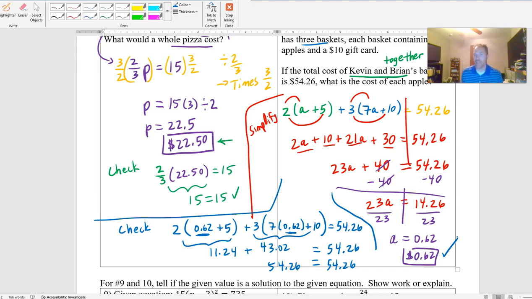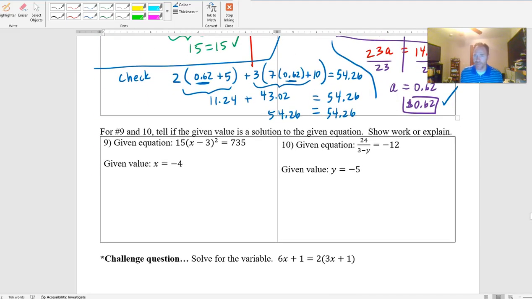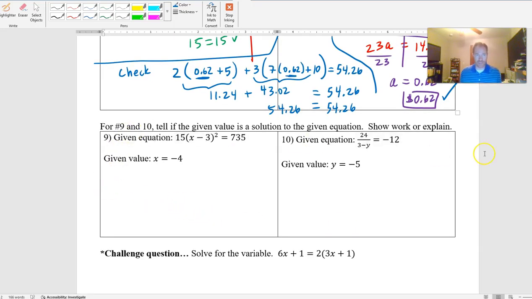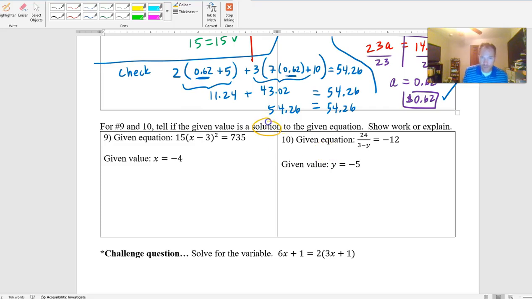Okay, so a lot happening in that one, writing the equation, doing a lot of simplifying. But yeah, that's what we have there. So last 2 questions we'll do here for this video. Just simply checking our instructions for 9 and 10. Tell if the given value is a solution to the given equation. Show work or explain. So that's all we got to do is see, do we get a solution?